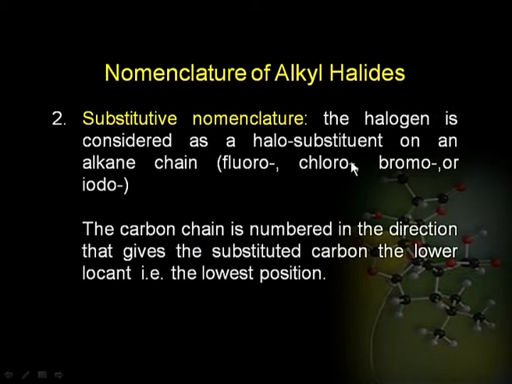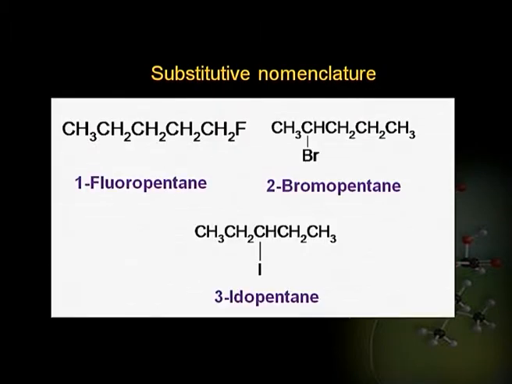So, the other way we name alkyl halides is substitutive nomenclature. Here the halogen is considered as a halogen substituent on an alkane chain, and what we are doing here is prefixing the halogen atom. So, the prefixes which are used are fluoro, chloro, bromo or iodo. The carbon chain is numbered in the direction that gives the substituted carbon the lower locant, that is the lowest position. We shall look into a few examples to understand this.